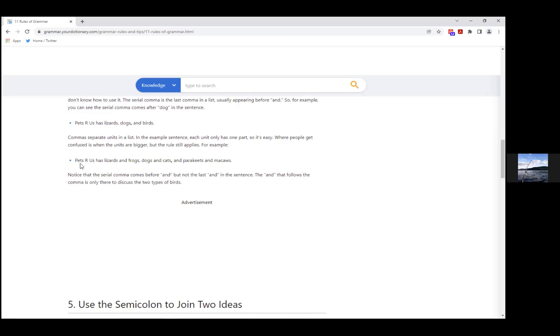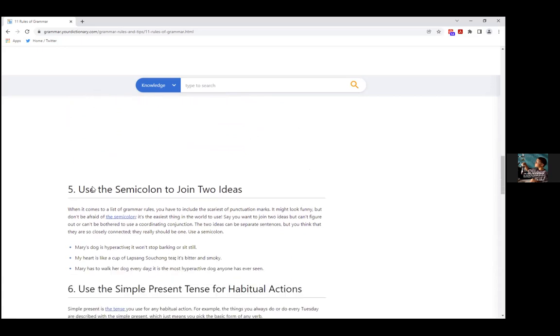But the bottom line is, yeah, might have been a little bit exaggerated on this part. I noticed a rather long pause after the Pets R Us. So more of a flow here. Pets R Us has lizards and frogs, dogs and cats, and parakeets and macaws. Would you like to try one more time? Yes, sure. Pets R Us has lizards and frogs, dogs and cats, parakeets and macaws. Exactly. You missed the end, but that's okay. You had the flow right, and that was good. So I'll move on.